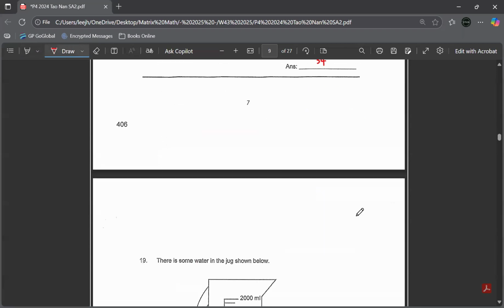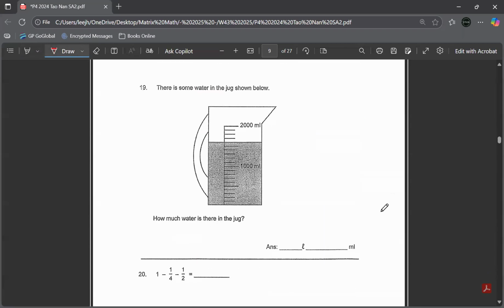Question number 19. There is some water in the jug shown below. Your picture can be a bit dark, but you can look at this here. How much water is there in the jug? This is 1000. Every marking is actually 100 because there are 10 markings from 1000 to 2000. So every marking is a value of 100 ml. So 1000, 1100, 1200, 1300, 1400, 1500, 1600. So it's 1600 ml. But you need to express it as liter and ml: 1 liter 600 ml.